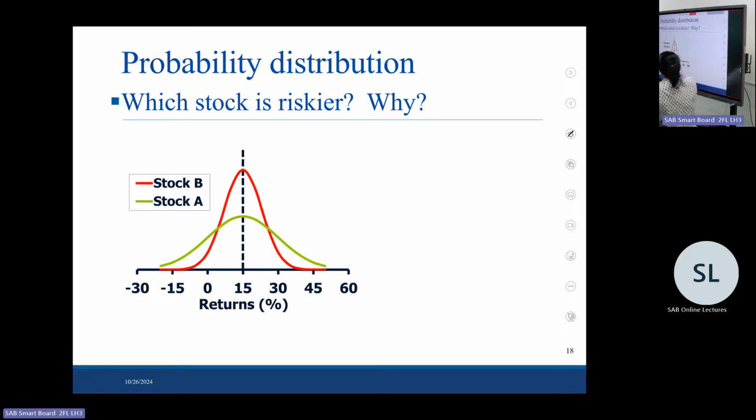Now this is the stock return for two stocks, A and B. You can see the distribution of return for these two securities A and B. This is the expected return. The expected return for both A and B is the same. Right? Return, just forget about the expected part. Return for both is 15%. So this is the deviation or variability of B and A. Which one is risky?